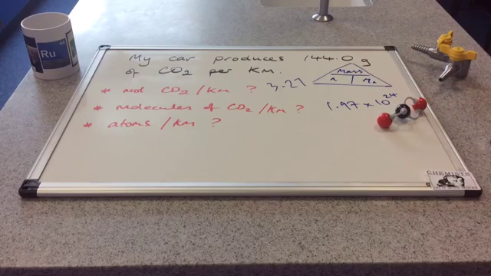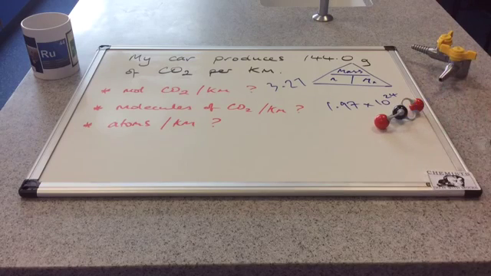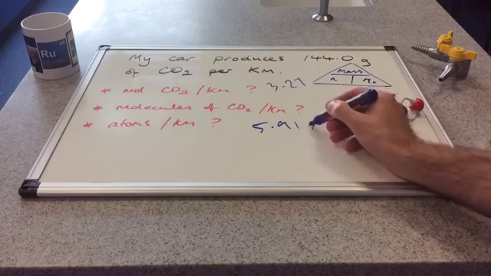How many atoms are we talking about? Well, in one molecule, there are 1, 2, 3 atoms. So if that's how many molecules we've made, we multiply that by 3 to get the number of atoms. And that comes out at 5.91 times 10 to the 24.